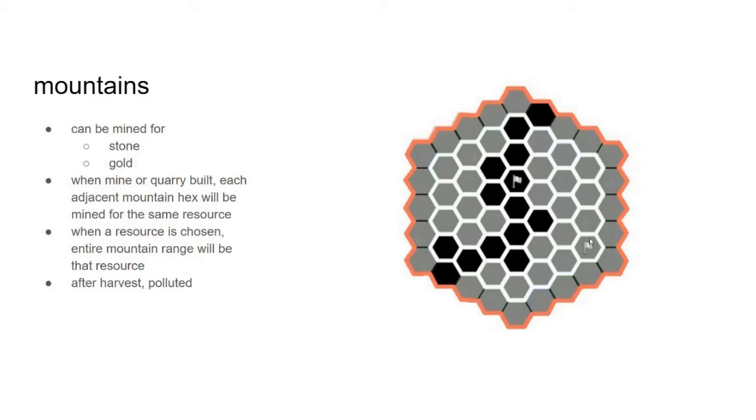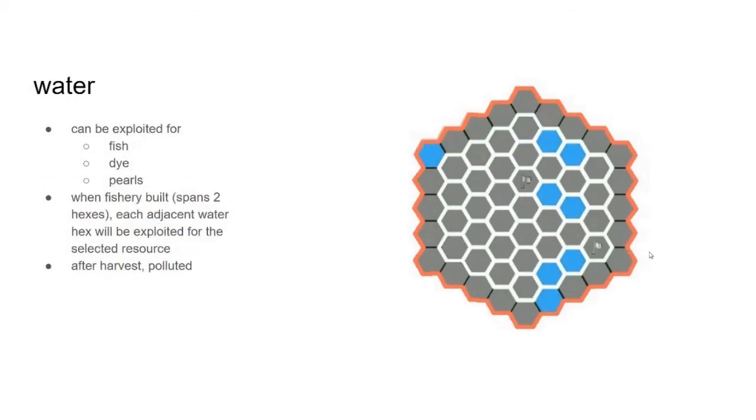So what's our last type of terrain? We've talked about forest, field, and mountains. It is, of course, water. Now, water can be exploited for fish, dye, and pearls. And fisheries are a little different from our other buildings. Like our woodcutters and our quarries and our fields are built on the hex that they will exploit. But a fishery, we're not going to build over water. We're going to build adjacent to water. So fisheries are going to take up 2 hexes instead of 1, and each adjacent water hex will be exploited for the resource that you select.